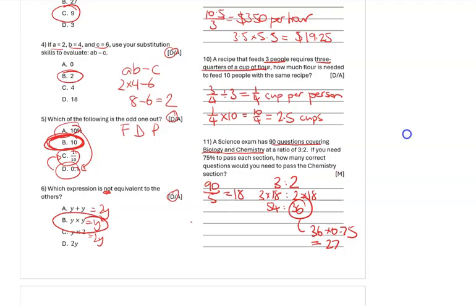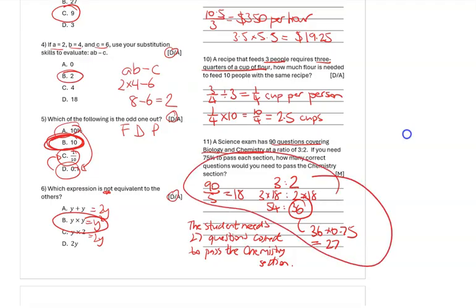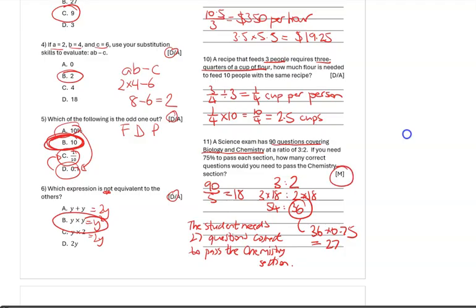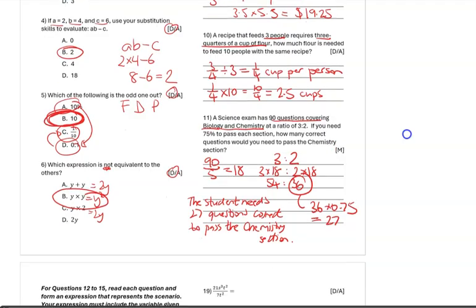So the student needs 27 questions correct to pass the chemistry section. Okay, and that one there was quite a nice one. That was quite tough. The maths requirement of that was a bit greater than the other questions, but that's reflected in the merit mark you were awarded for that. So that was a nice merit mark floating around in there.